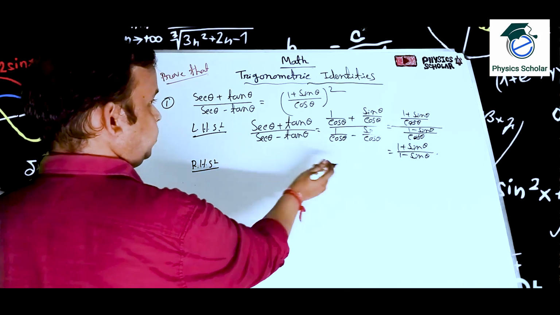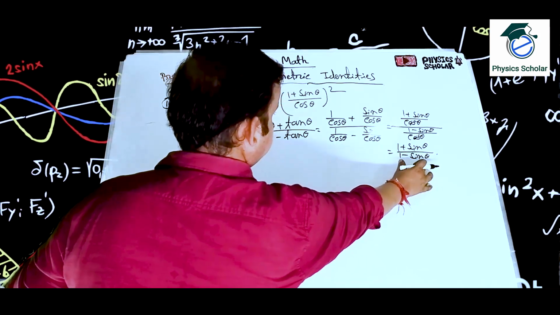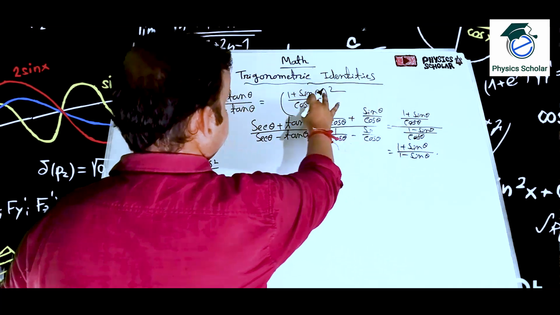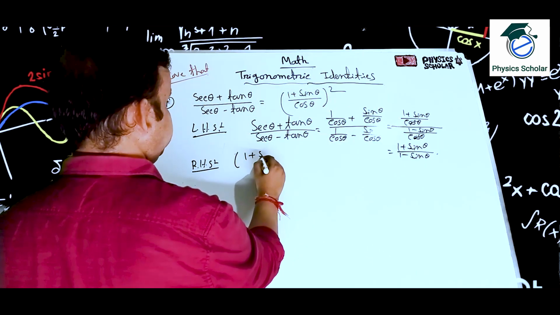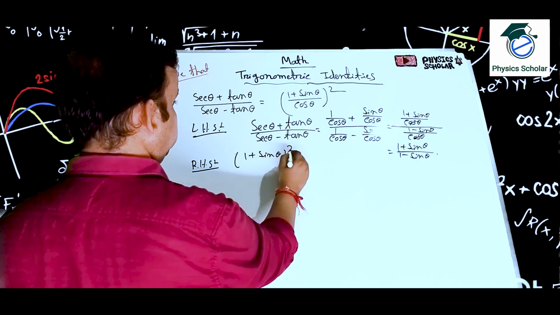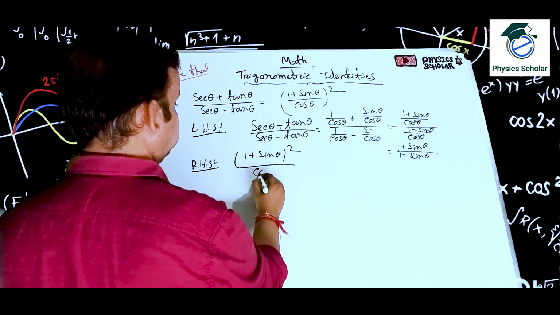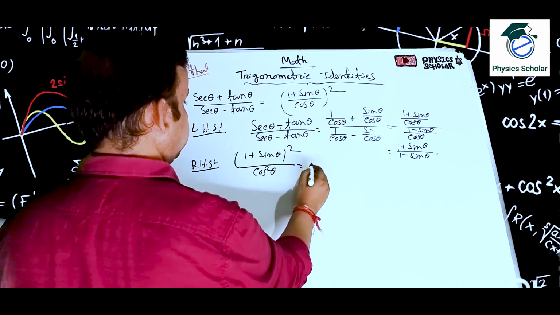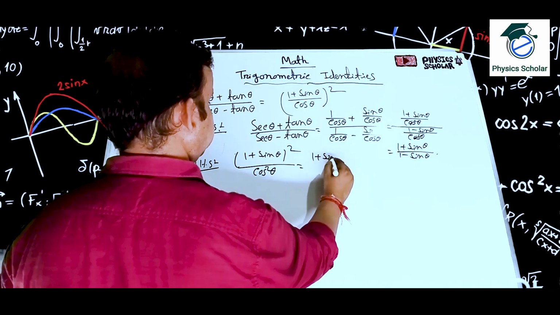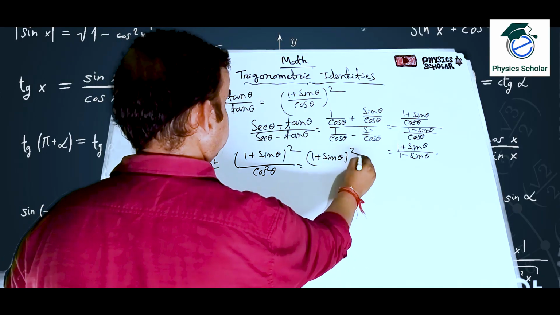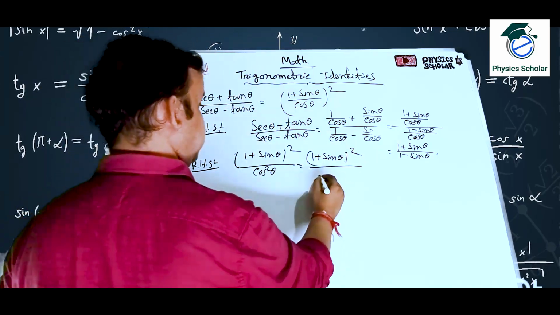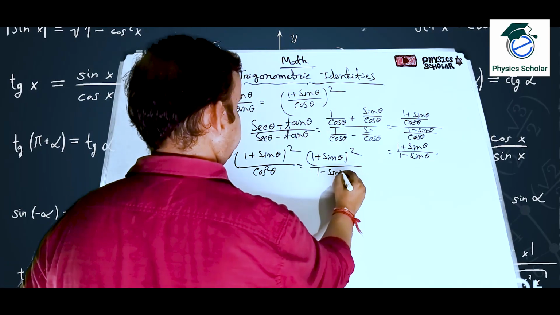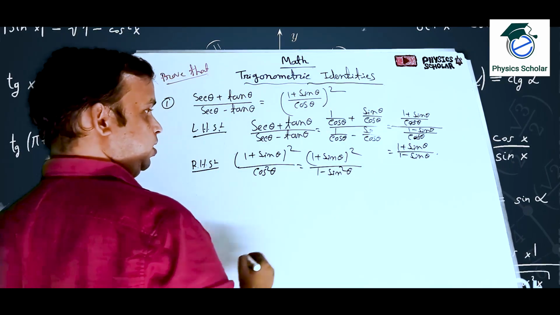What is the right hand side? See, we have to find the values in the form of sine. Here sine and cos both are there. So 1 plus sin theta whole square by, cos theta whole square, which means cos square theta. So 1 plus sin theta whole square divided by what? See, here 1 plus sin theta is there, that's why we will not change it here. What can you write? 1 minus cos square theta means 1 minus sin square theta. Clear?